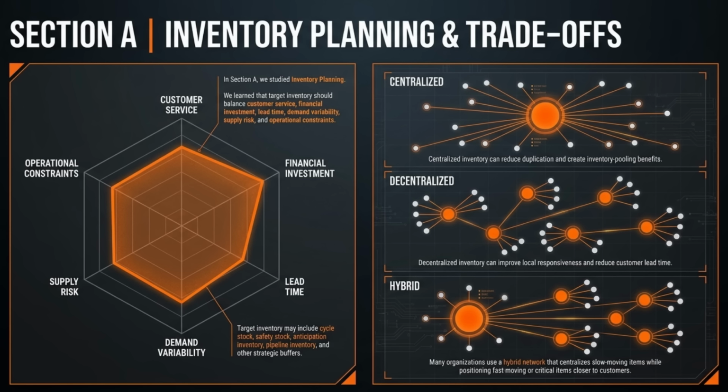Centralized inventory can reduce duplication and create inventory pooling benefits. Decentralized inventory can improve local responsiveness and reduce customer lead time. Many organizations use a hybrid network that centralizes slow-moving items while positioning fast-moving or critical items closer to customers.